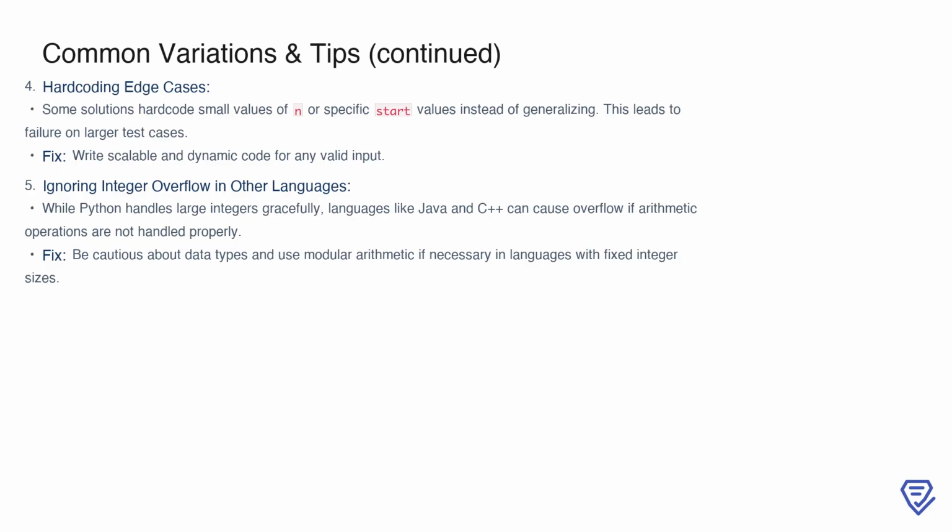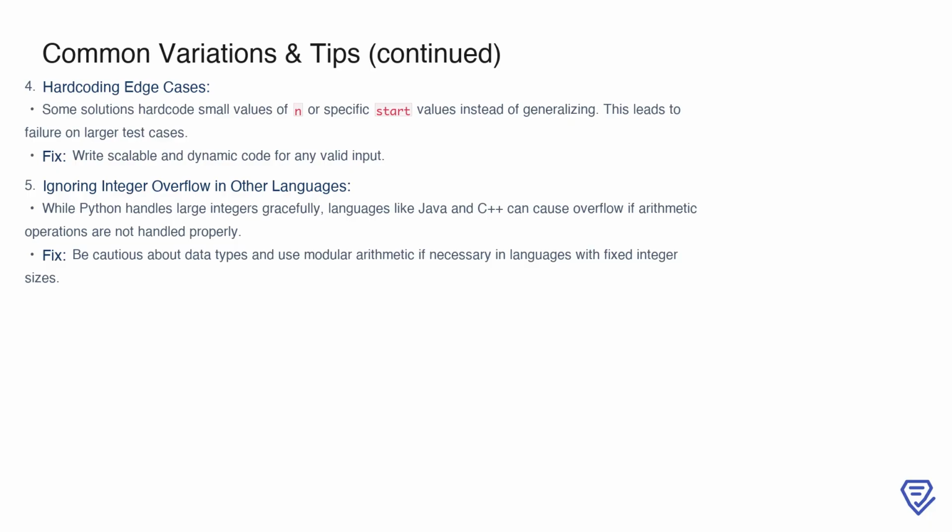Another mistake developers make is hard-coding edge cases, such as manually handling small values of n or specific start values. This approach doesn't scale and will fail on larger, more complex test cases. Instead, your code should be general enough to handle any valid input dynamically.